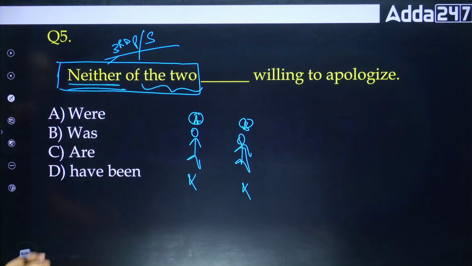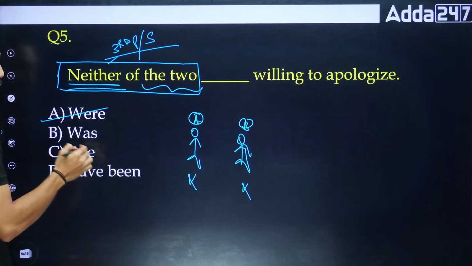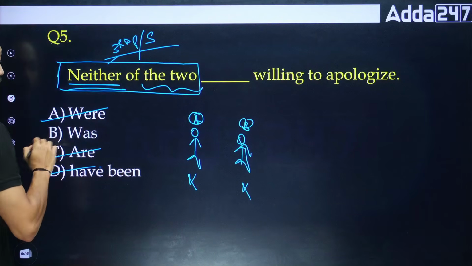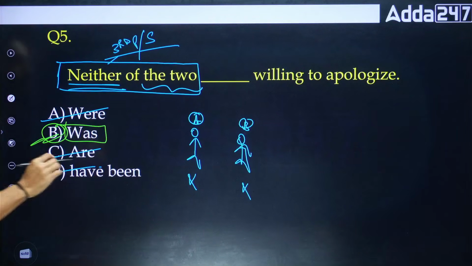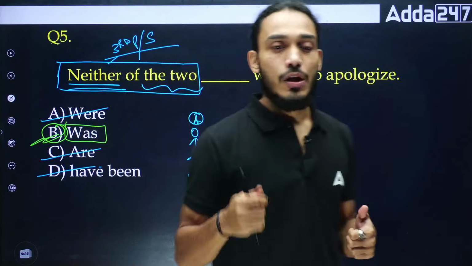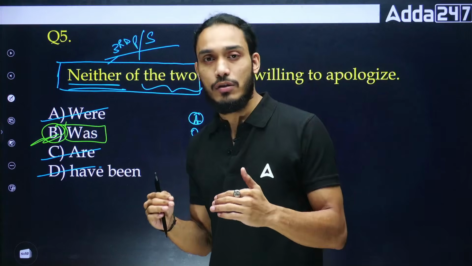So therefore, which word will we use here? We cannot write were, are, or have. These are used for third person plural subjects. We will write was. Neither one of the two was willing to apologize. Understood?